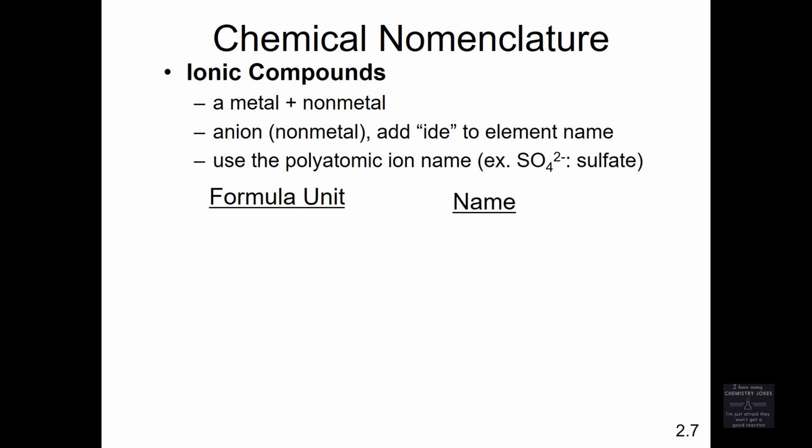Ionic compounds: metal, nonmetal. Have I said that enough times? The anion is named with an "ide," or you use the polyatomic name. BaCl2. So now we're going backwards. If we're given the molecular formula, we have to come up with a name. Ba, that's barium. Cl, that's chlorine. But as an ionic compound, that's chloride. So this is barium chloride.